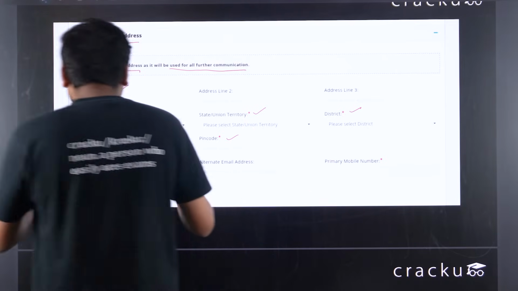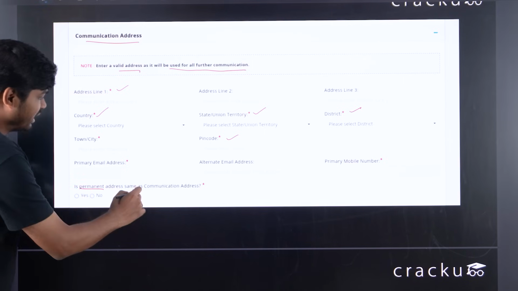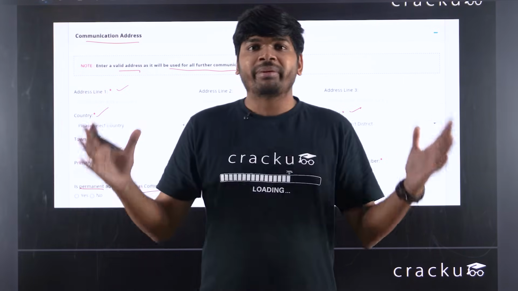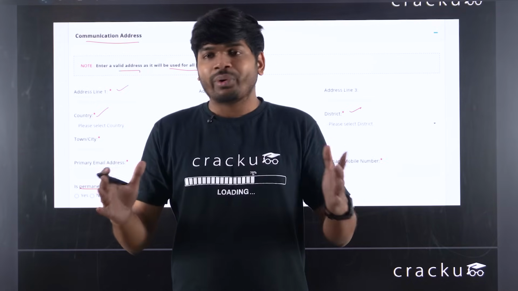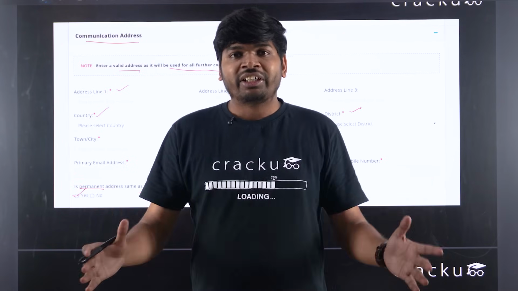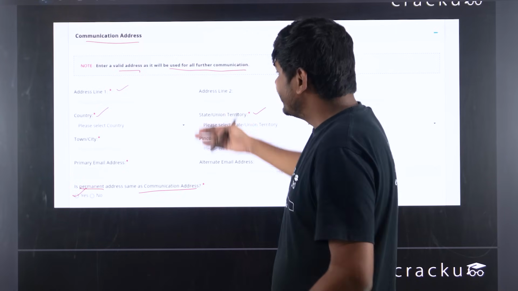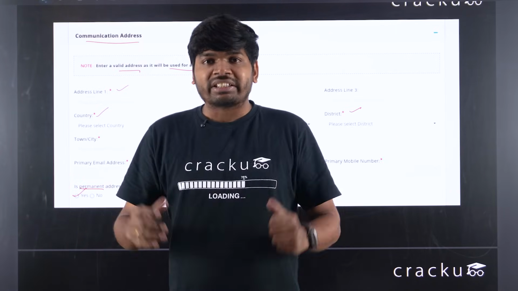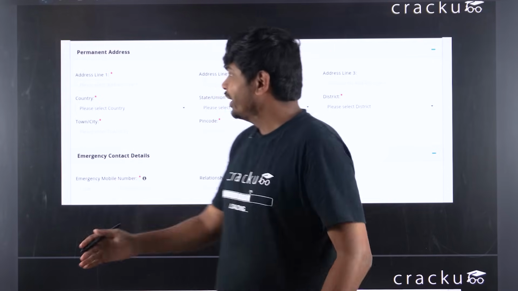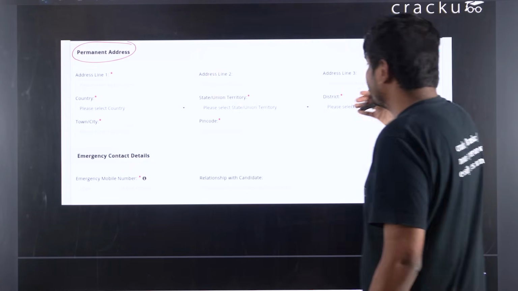After filling all the details, you will be asked, is permanent address same as communication address? That means your communication address and permanent address are same or not. If they are same, just click on yes. If they are different, you have to click on no, and then again you have to fill all the details of your permanent address. As you can see, if you click your permanent address is different, then you have to fill all the details in your permanent address.